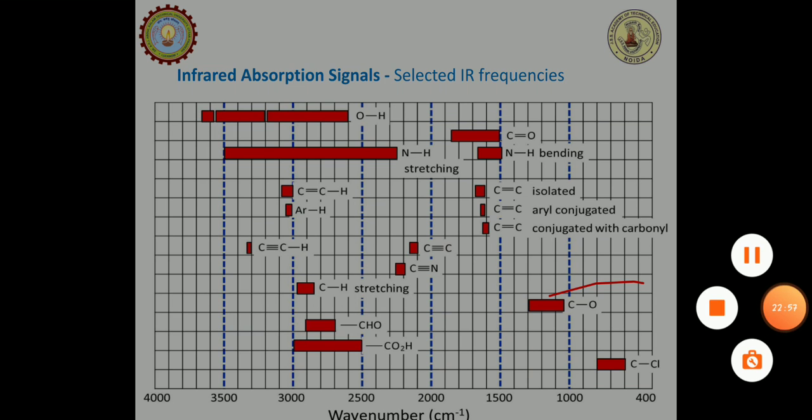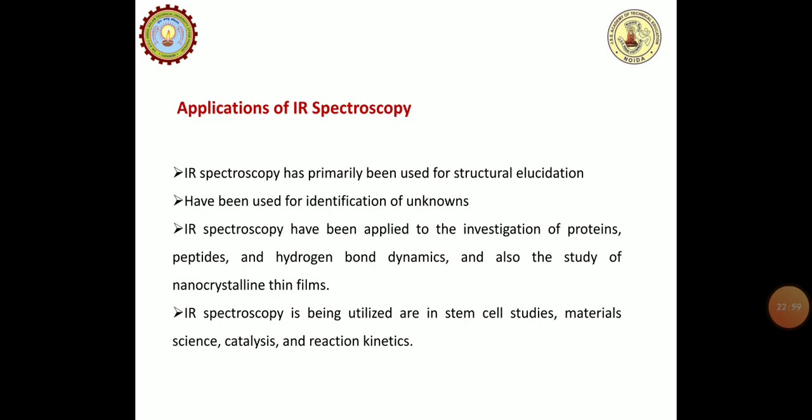Next, what is the application of IR spectroscopy? IR spectroscopy has primarily been used for structural elucidation, for identification of unknown organic samples, and to identify the purity of a sample in organic synthesis. IR spectroscopy has also been applied to the investigation of proteins, peptides, hydrogen bond dynamics, and hydrogen bonding in polymer blends. We can easily determine the molecular interactions of the sample.